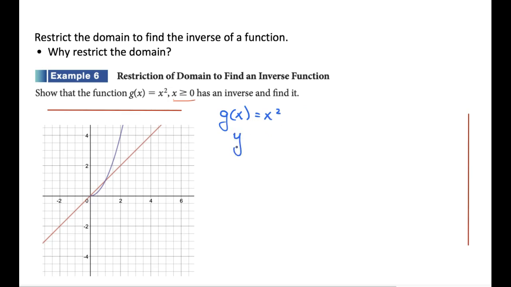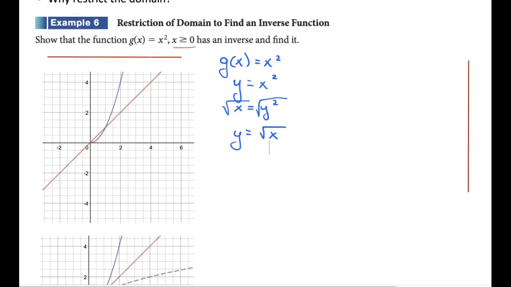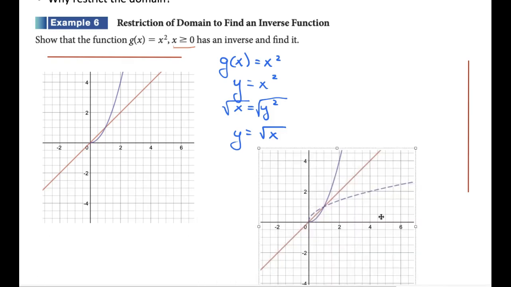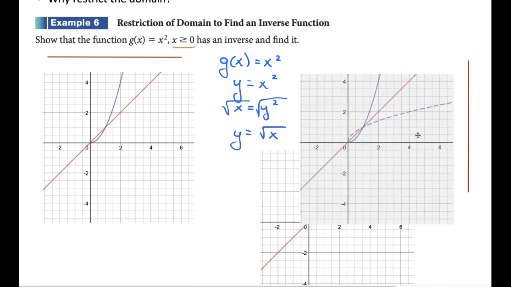And so we're going to replace the g of x with a y, and we're going to switch, and then we're going to solve for y, and we get y equals, I'm just switching sides here, the square root of x. Okay, and what that graph looks like is exactly like what we were looking for, which is it looks like that.